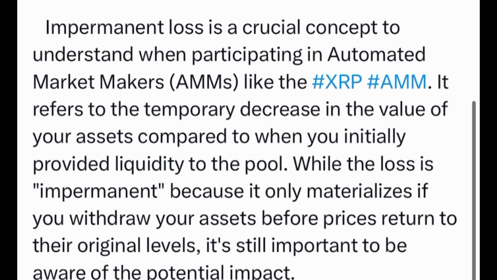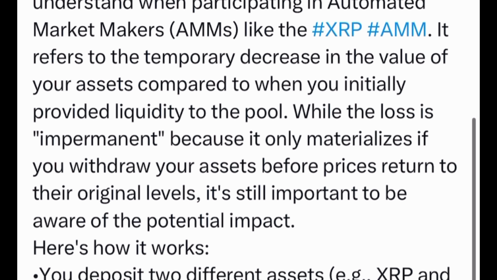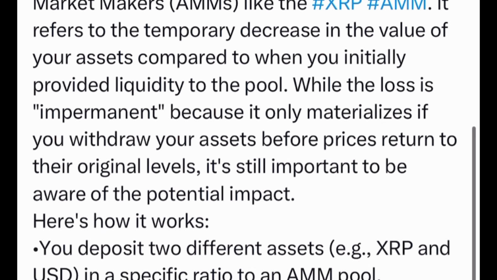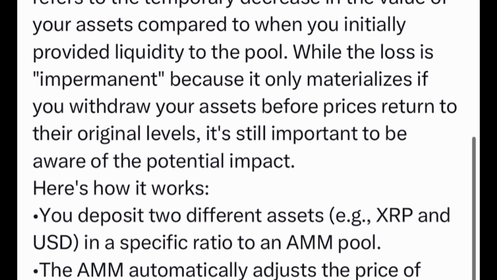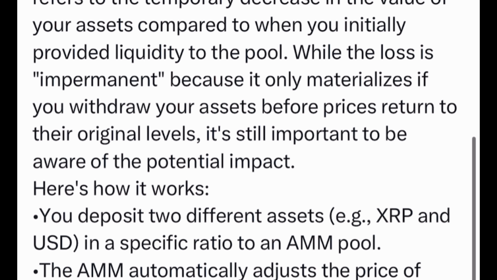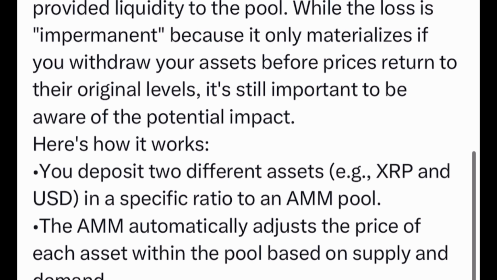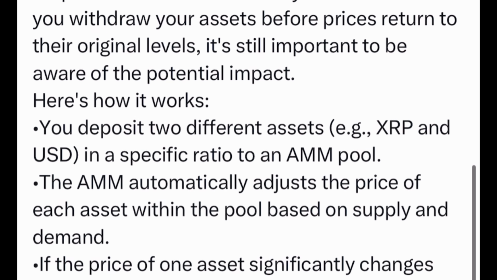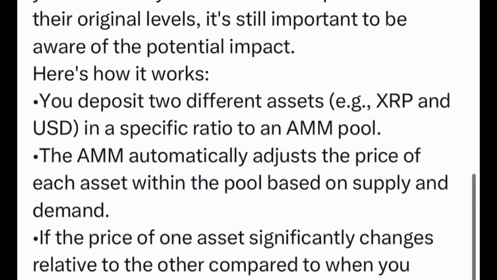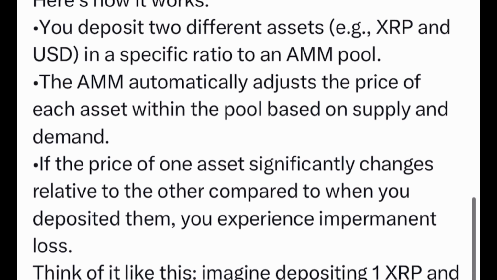That I'm holding now. But impermanent loss is a crucial concept to understand when participating in automated market makers like the XRP AMM. It refers to the temporary decrease in the value of your asset compared to when you initially provided liquidity to the pool. The loss is impermanent because it only materializes if you withdraw your assets before the prices return to their original levels. It's still important to be aware of the potential impact. So here's how it works.